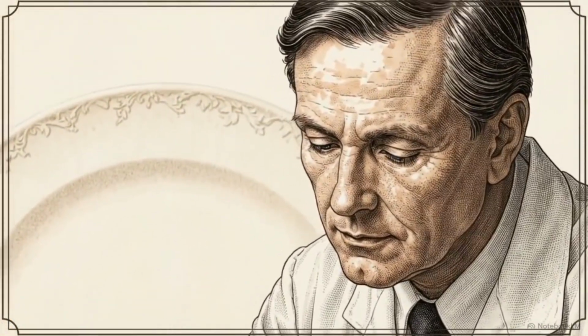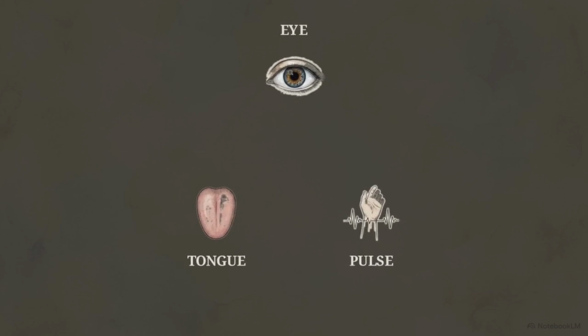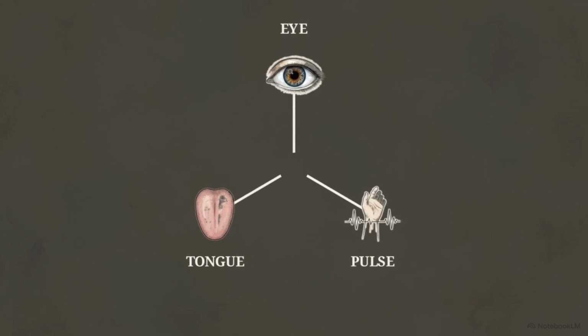By checking the state of the Shen and the structure of the eye against the pulse and tongue, you move from isolated symptoms to a cohesive diagnostic pattern.